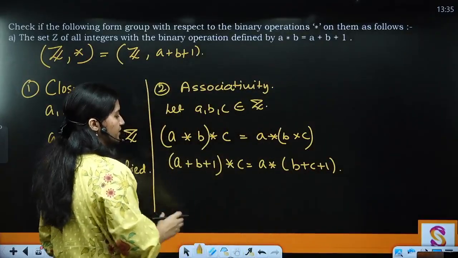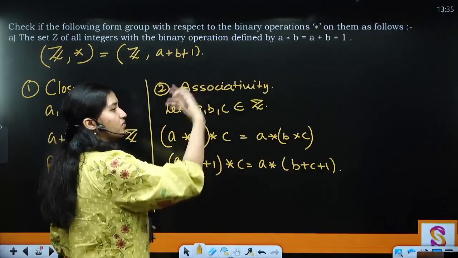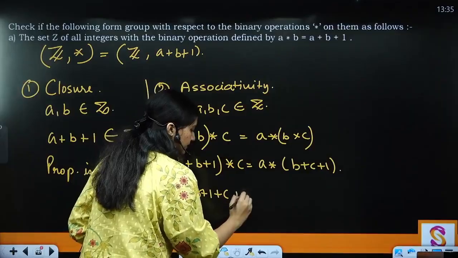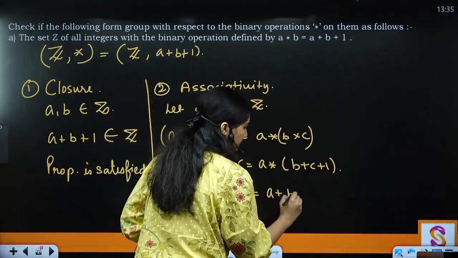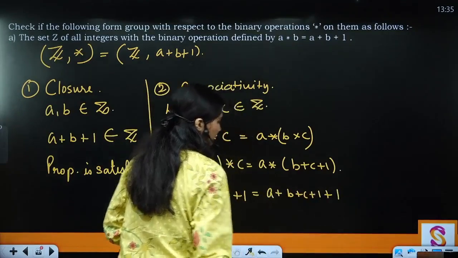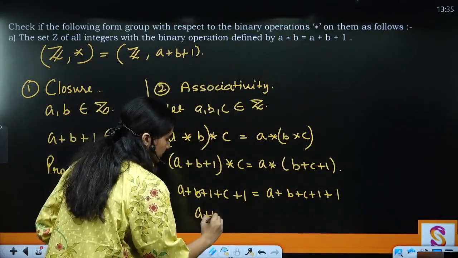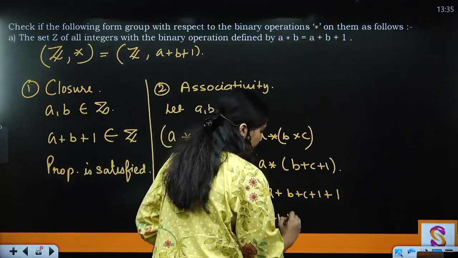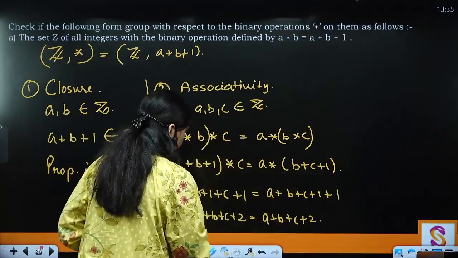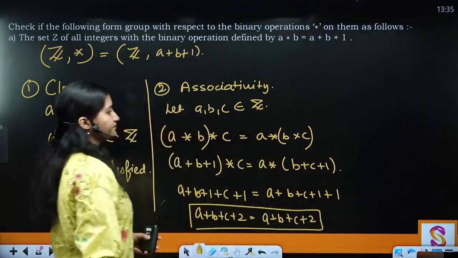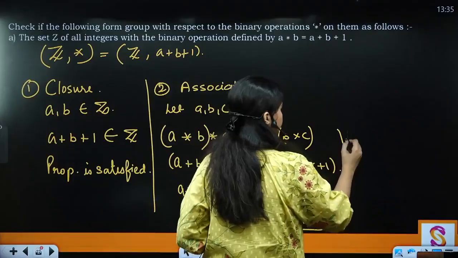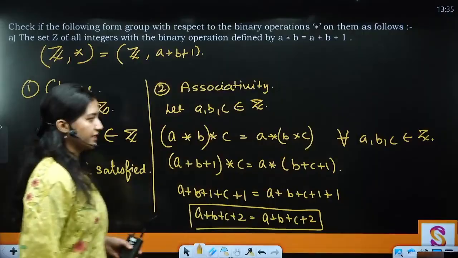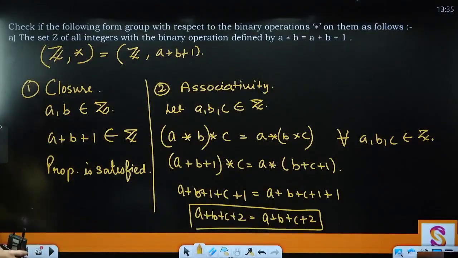Now what you are supposed to do is add these two integers and add one more. So a plus b plus 1 plus c plus 1, a plus b plus c plus 1 plus 1. So this is nothing but a plus b plus c plus 2, which equals a plus b plus c plus 1, which gives us that this is true for all a, b, c belonging to integers, hence the associative property is satisfied, right.